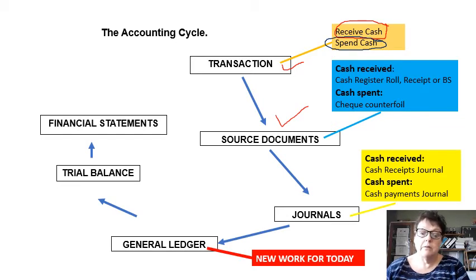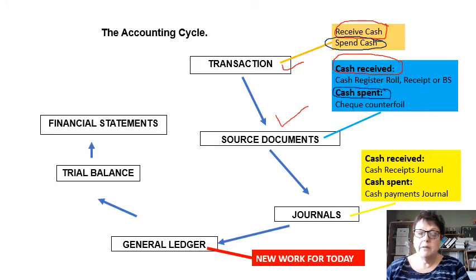What is the document involved for cash received? There's three documents. The cash register roll, which is used for current income, the receipt, or the bank statement, which is used for the electronic funds transfers or the EFTs. Then cash spent. The document we use for cash spent is the check counterfoil.